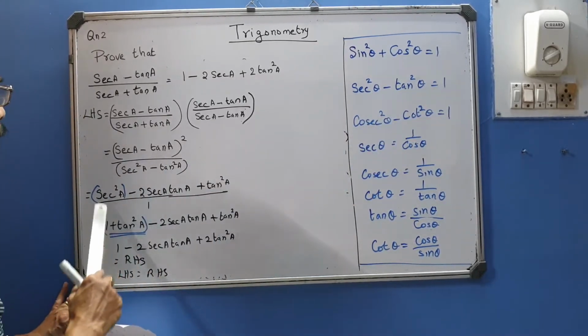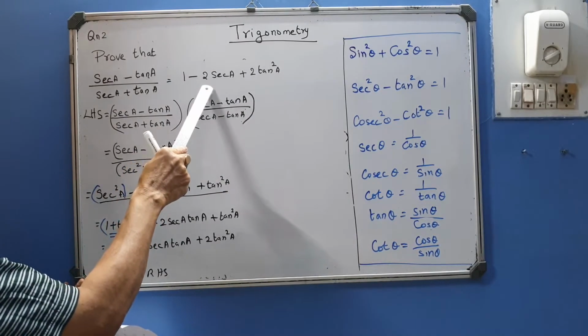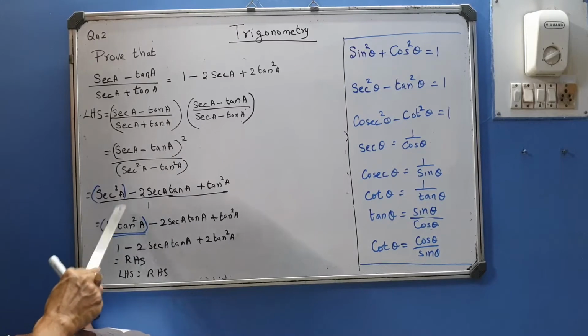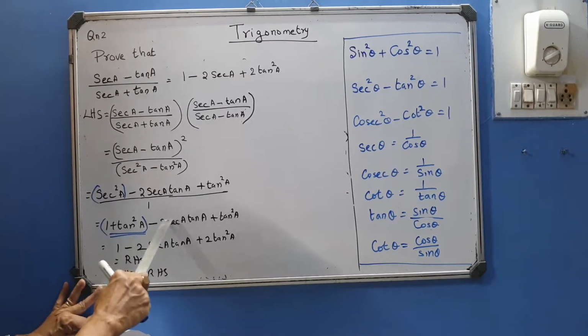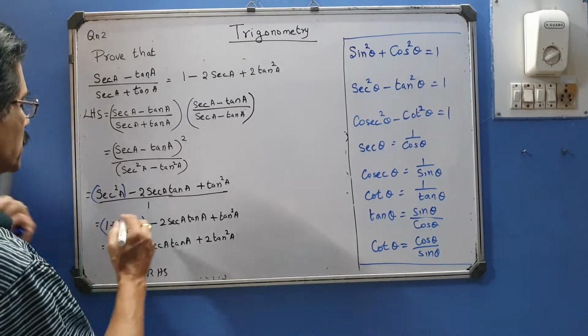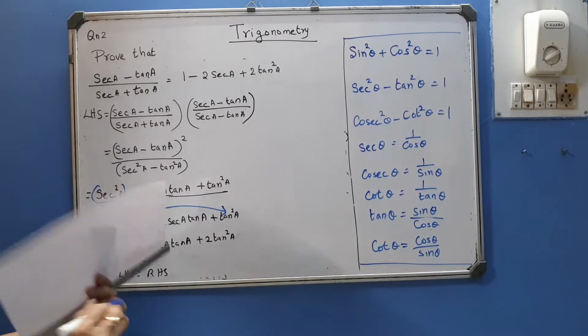So we have to change it to 1 plus tan squared a, because in our answer there is no secant squared a. But instead we have 2 tan squared a. So we replace the secant squared a by 1 plus tan squared a. The others are written like that. Now tan squared a and tan squared a can be added. This tan squared a and the other tan squared a are added, giving you 2 tan squared a.